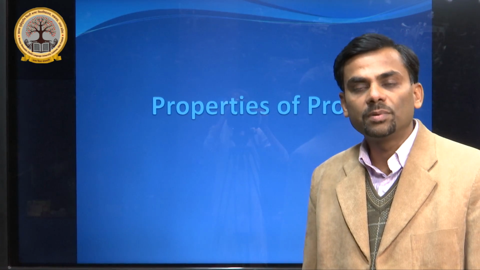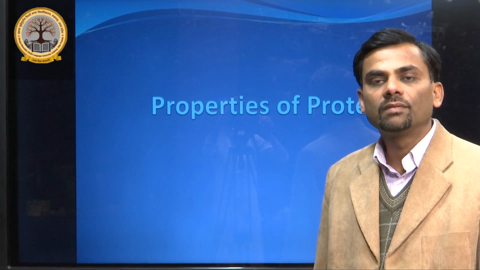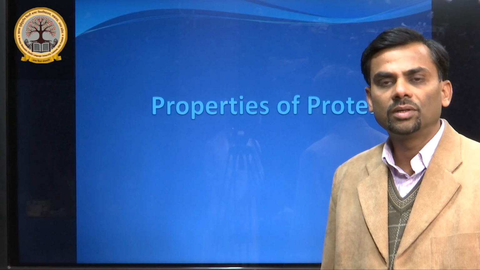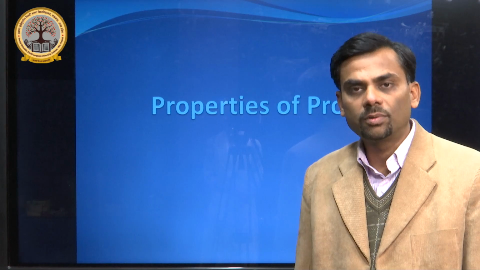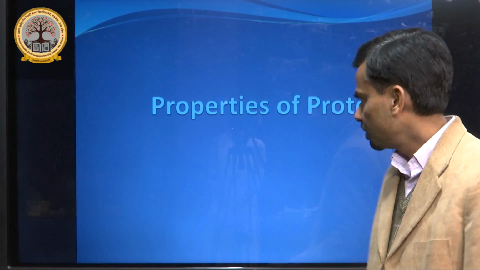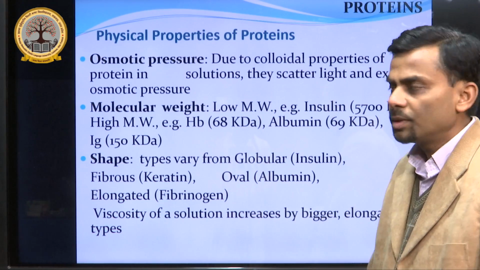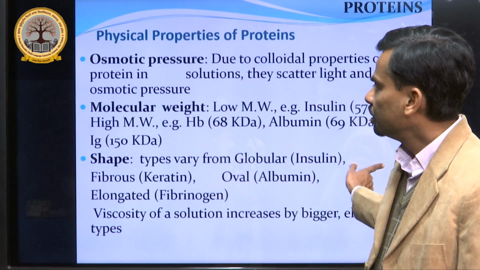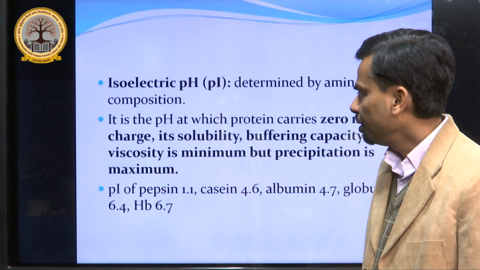Continuing on the previous topic of proteins, we have learned about the introduction, function and classification. Now it is the turn of properties of proteins. What are the properties? That is physical and chemical properties. Starting with the physical properties, these are osmotic pressure, molecular weight, shape, and isoelectric point.